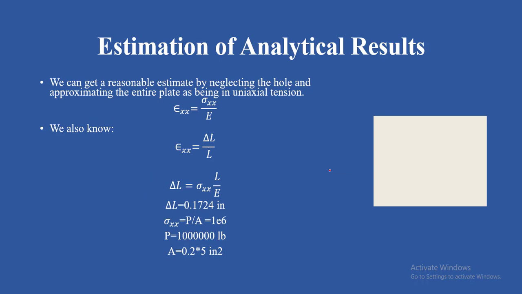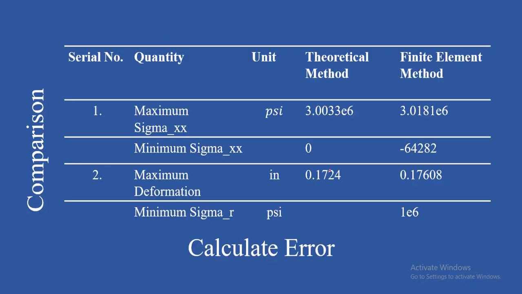We can get a reasonable estimate of the hole and the without hole stresses and strains by using these formulas. For these formulas, we have considered that the plate is without hole, and these are the properties that we have determined accordingly through the analytical results. And we have constructed this table. This comparison table shows you the theoretical method results, and on the right hand side you can see the finite element method results. You can compare these results by performing the analysis and calculate the error.